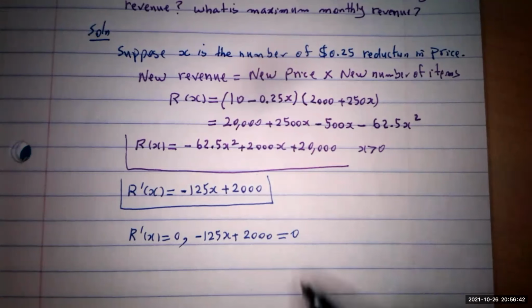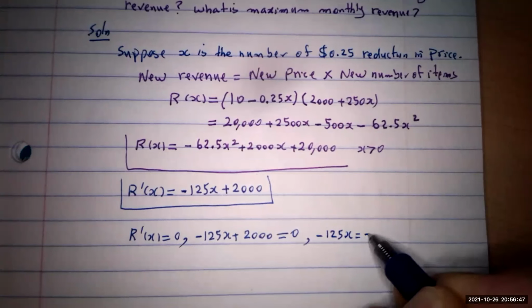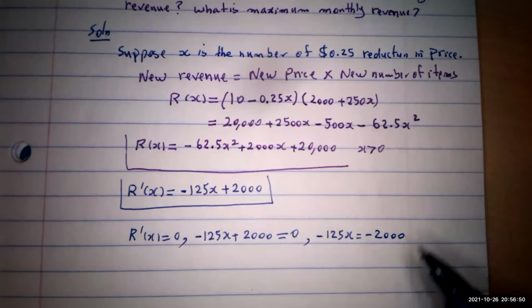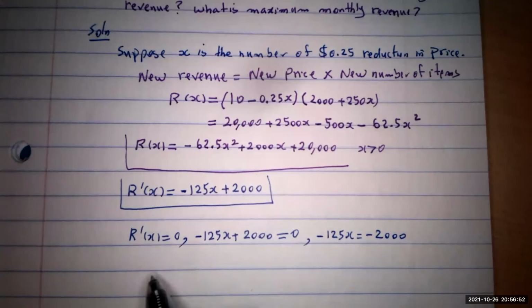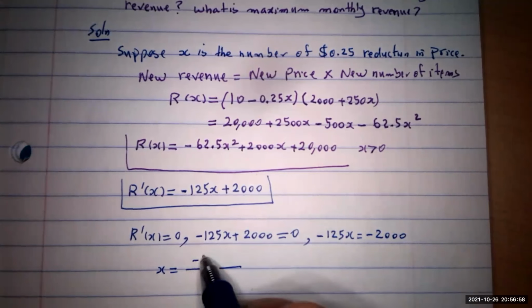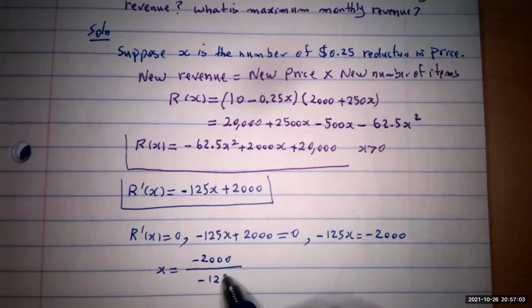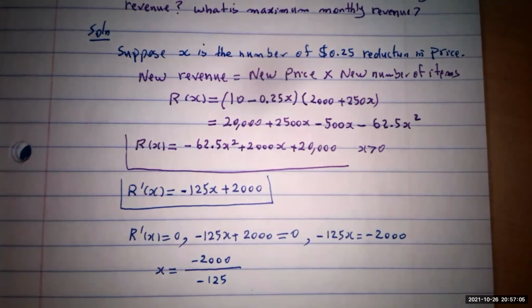Okay, so the result is going to be negative 125x equal to negative 2000. So your x would be simply x is equal to negative 2000 over negative 125. If you divide it, that gives you 16. You can check it with your calculator. So x is equal to 16.